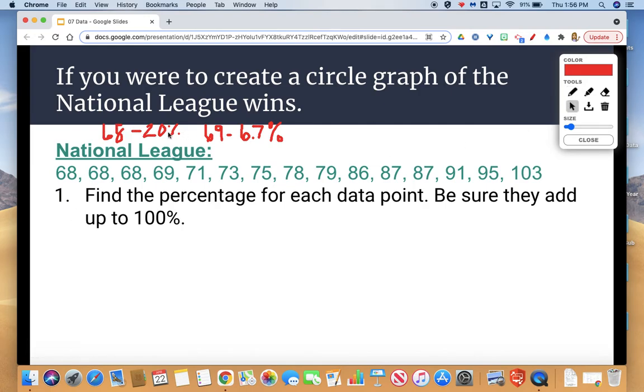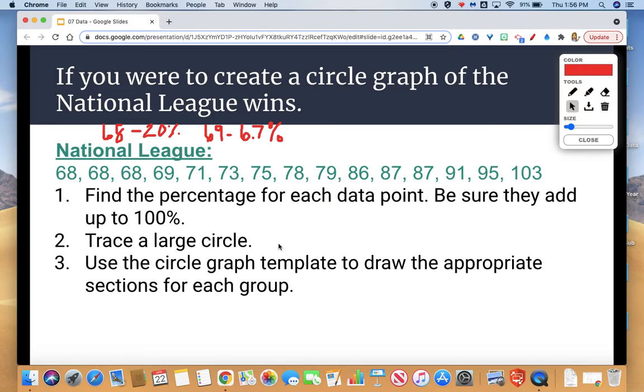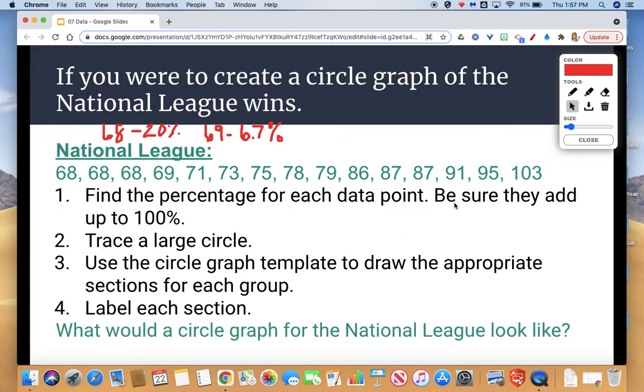Once you have a percent for each data point, you trace a large circle, and you would want to use a circle graph template to help you draw the appropriate size sections that represent the percentage accurately. You wouldn't just want to eyeball 20% or eyeball 6.7%. You'd then want to label each section so that your viewer knows what they're looking at.